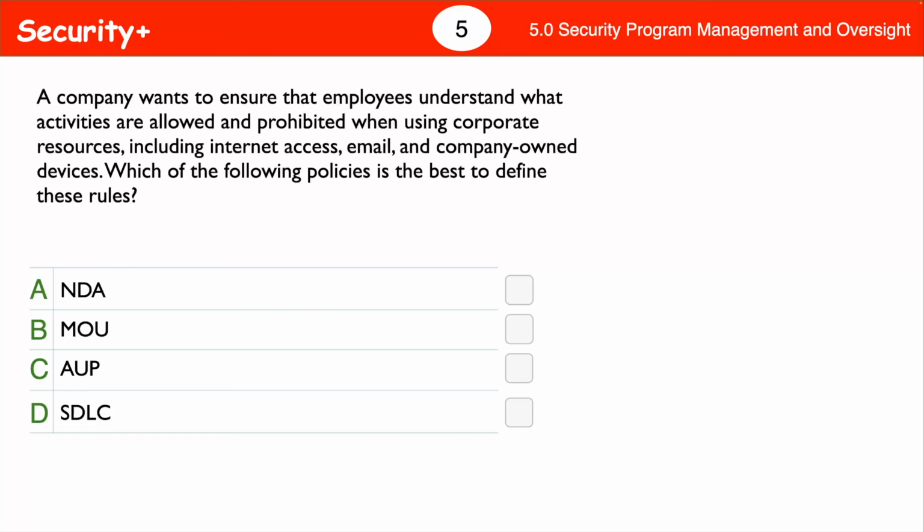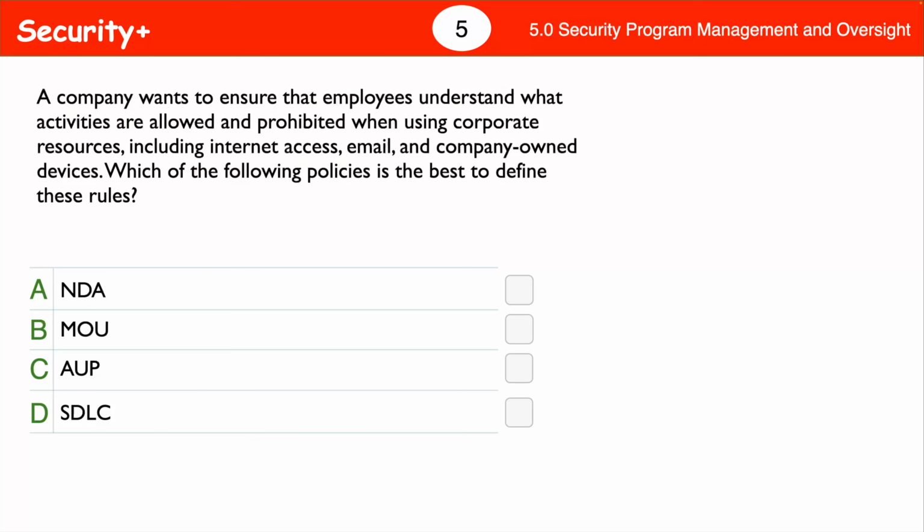All right, so let's take a look at the key phrases here. And there are 2, I would say, that are pretty important. The first one is ensure employees understand what activities are allowed and prohibited. And the second is going to be which of the following policies. Okay, so we know it's a policy we're looking for. So let's go ahead and go through the process of elimination.